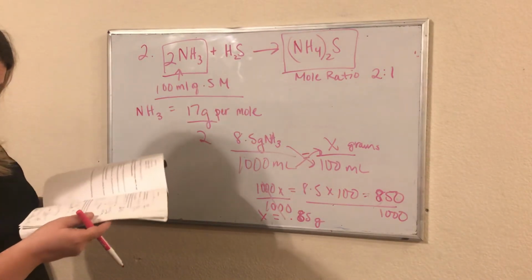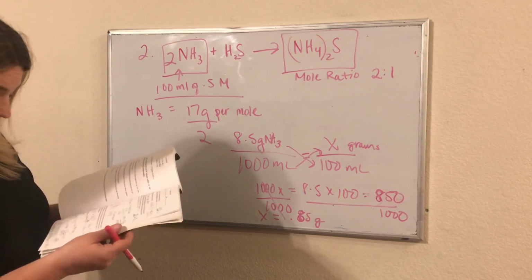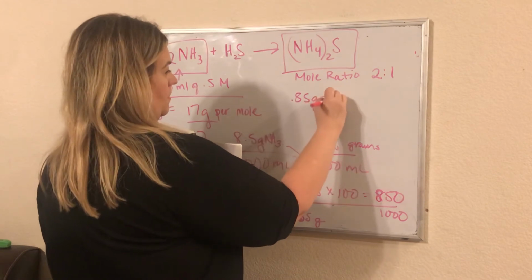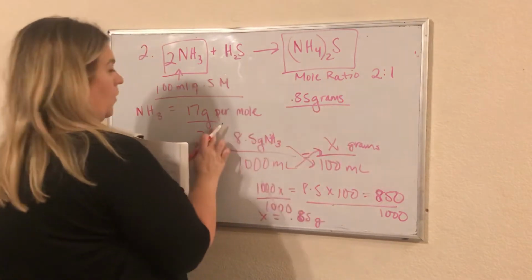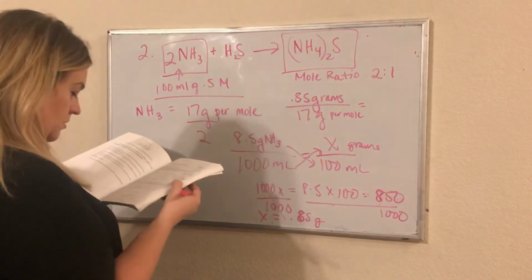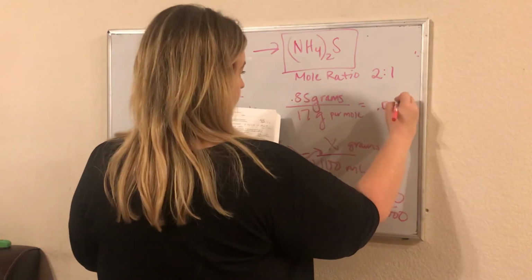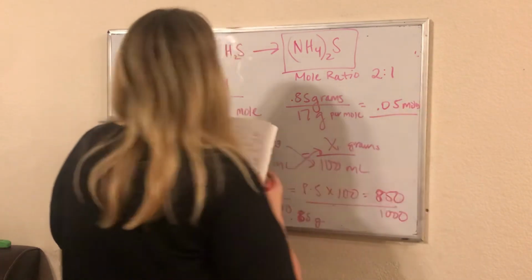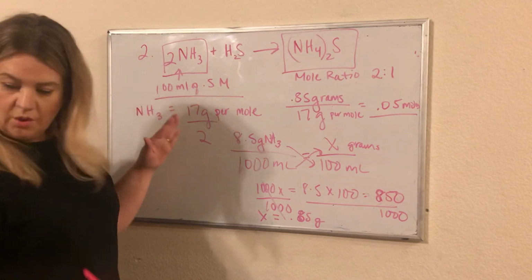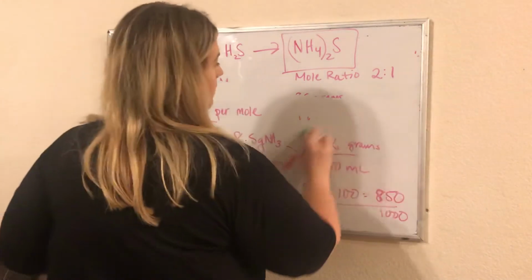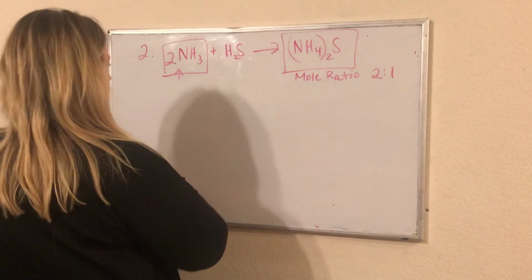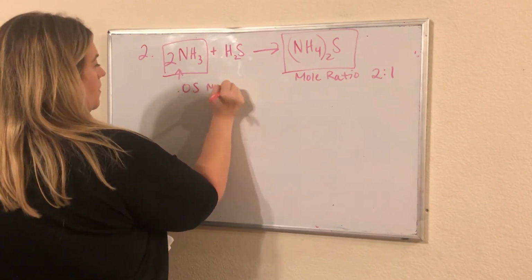So how many moles is that? So if we have 0.85 grams, let's divide it by the molecular weight, which is 17 grams per mole. And that equals 0.05 moles. So we started with 0.05 moles of ammonia, okay? So let me erase this and just. We've got 0.05 moles of that.